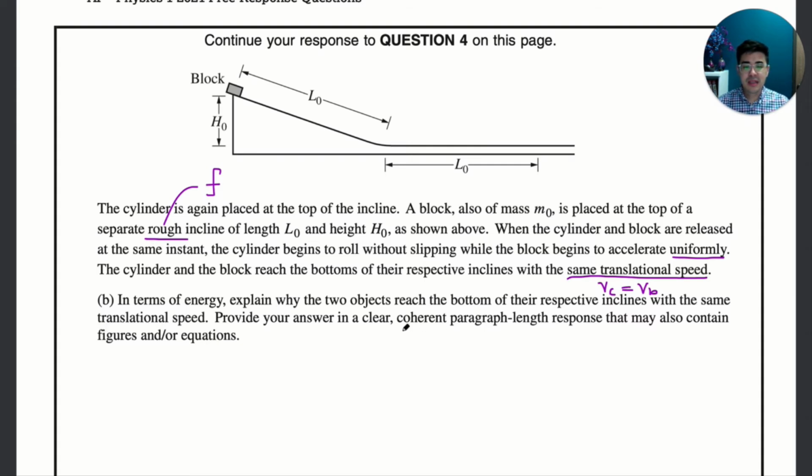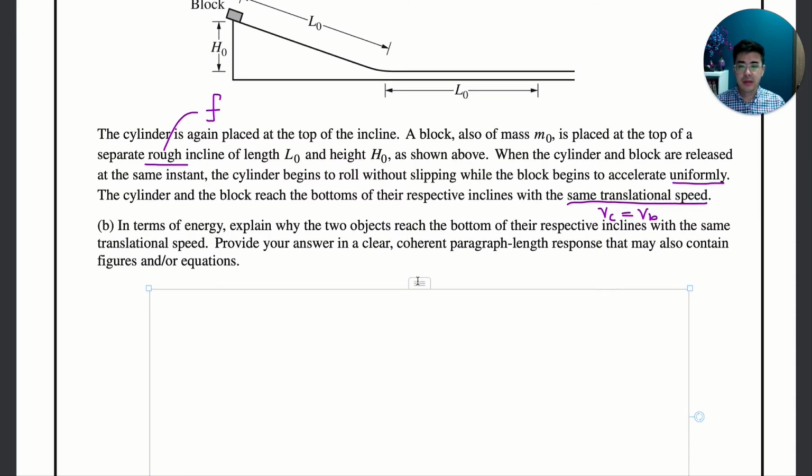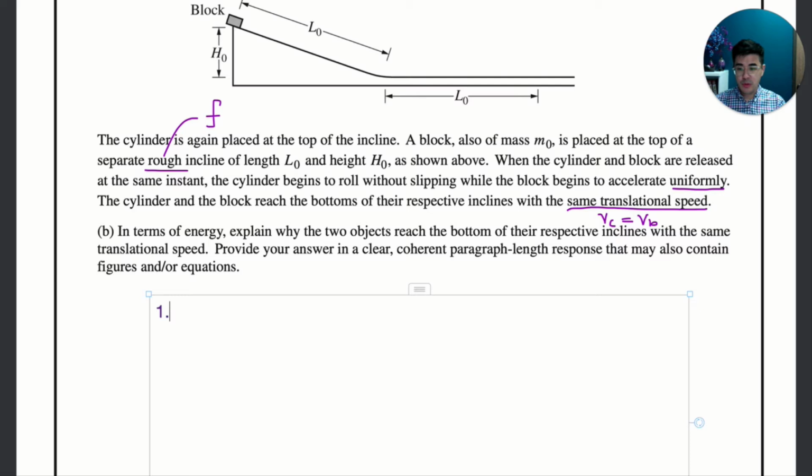And then this is the clear, coherent paragraph. Usually these paragraphs are worth 4 or 5 points. So let's see if I can figure out what those 5 points are going to be. I think number 1, let's see, what do we need to do? Number 1 would be conservation of energy.